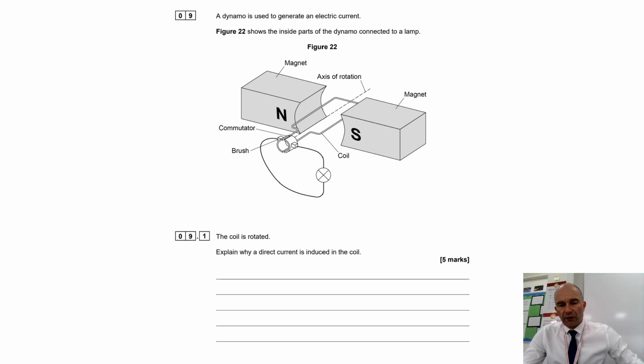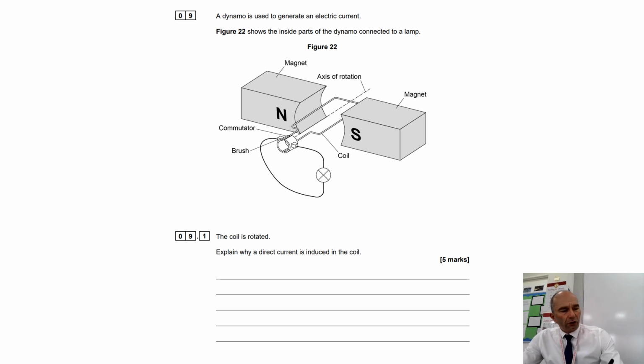Okay, last question, and this one is probably one of the tricky ones because the dynamo often gets forgotten about. So the dynamo is used to generate an electric current. So here we've got our diagram. It shows the inside parts of the dynamo connected to a lamp. So this one, 5 marks. Explain why a direct current is induced in the coil.